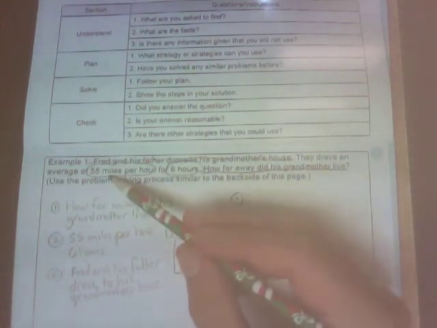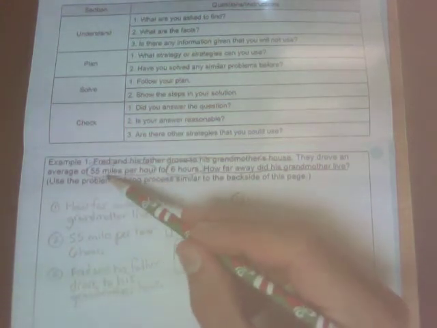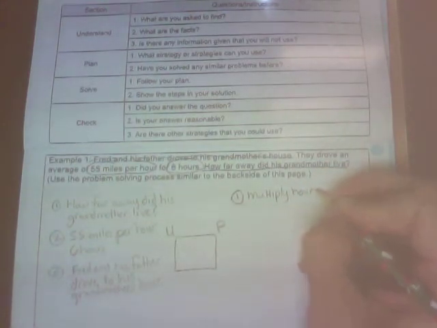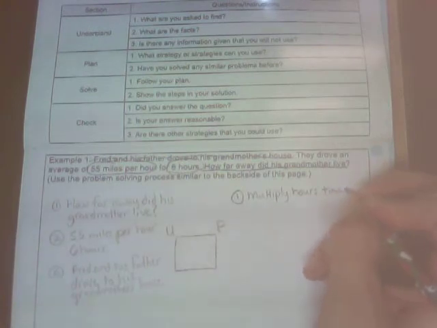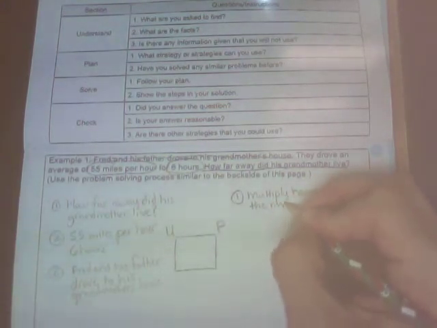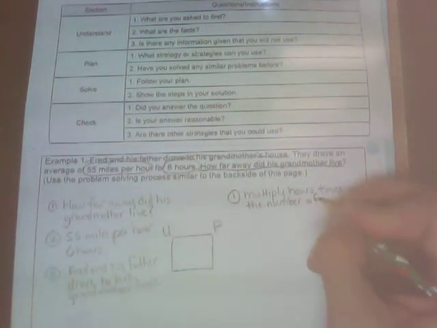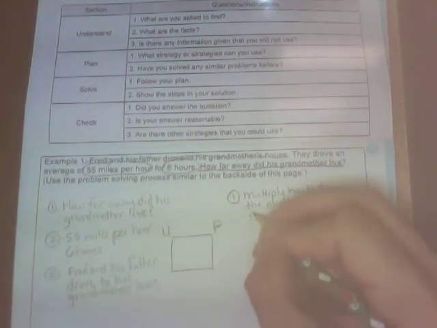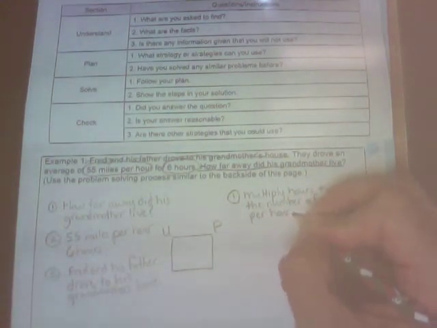So question 1, what strategy or strategies can you use? So I know I'm going 55 miles per hour for 6 hours. I want to figure out how many miles I went. Well, I know I can multiply the number of hours times the number of miles per hour. So I know I can multiply hours times the number of miles per hour.